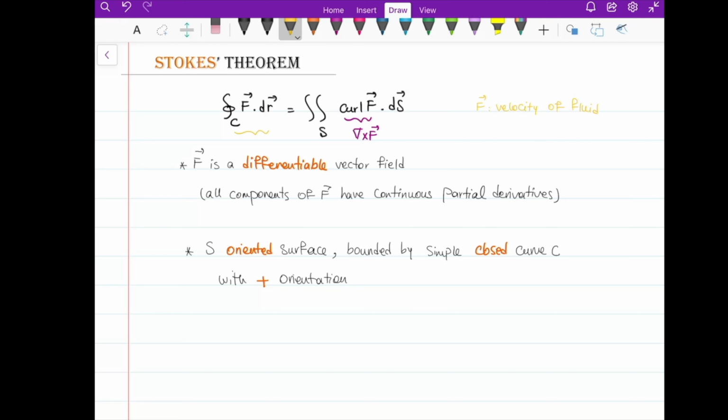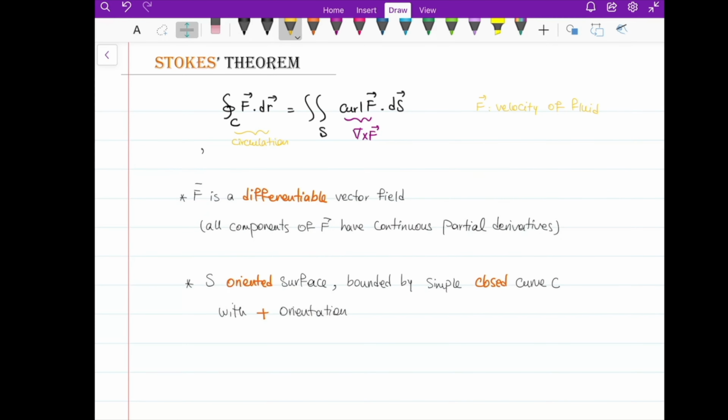then this integral is basically the circulation of F around C, and it's equal to the integral of the rotation of the vector field F, and then if you remember, dS was n dS, where n is basically the normal vector, so the double integral of the perpendicular part of the rotation of F over S.